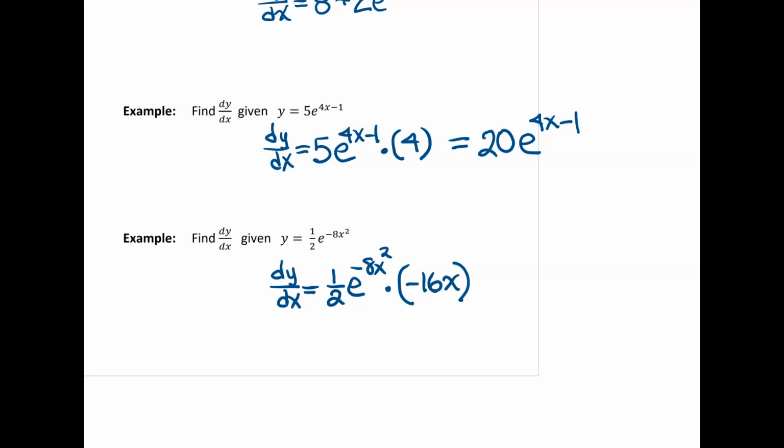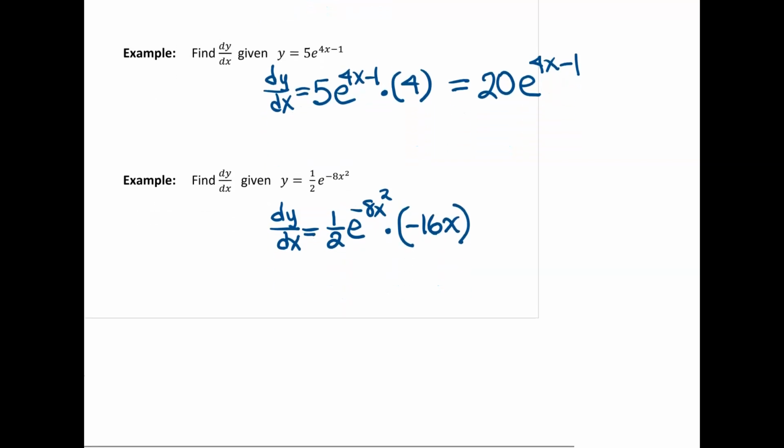Now I'll just do a little bit of cleaning up on this thing. Let's take the half and multiply by the negative 16. Let's make that negative 8x, and then keep my e to the negative 8x squared. So again, if it's just an e to the x, you just leave the derivative as e to the x. If it's e to the something with the x, like in this case a 4x minus 1 here, or in this case a negative 8x squared, then you have to apply the chain rule.